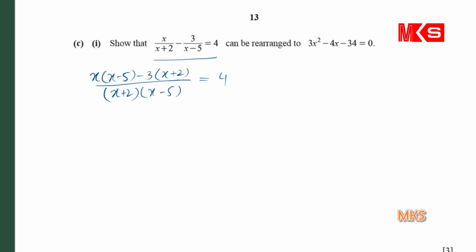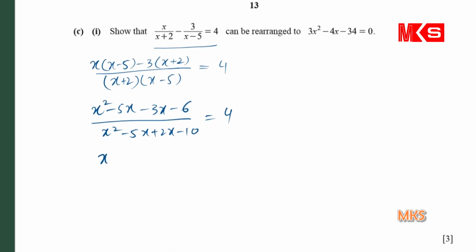Now open the brackets in the numerator as well as in the denominator. In the numerator it will become x squared minus 5x minus 3x minus 6 over, in the denominator, x squared minus 5x plus 2x minus 10 is equal to 4. X squared minus 8x minus 6 is equal to 4 times x squared, and this will be minus 3x minus 10.